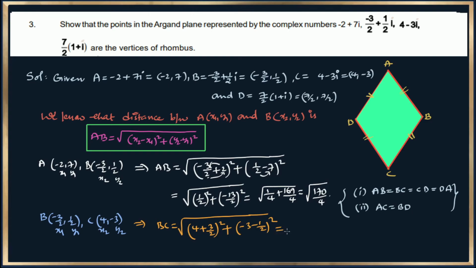So this we can write further as 2 4s are 8, plus 3 is 11, that is 121. 11 square is 121 by 2 2s are 4. Now 2 3s are minus 6 minus 1 is minus 7. Minus 7 whole square is 49 divided by 2 2s are 4. So 121 plus 49 is 170 divided by 4. So AB equals BC.